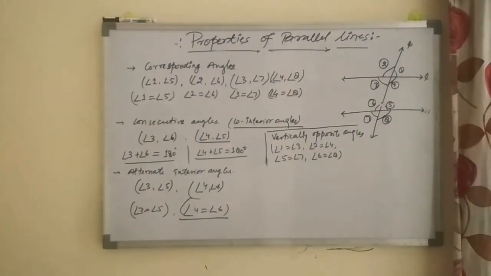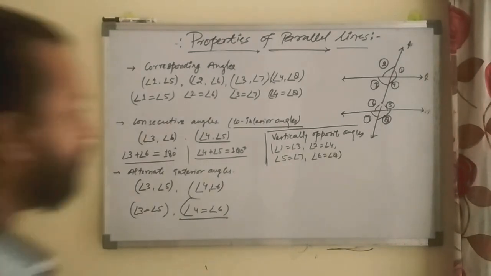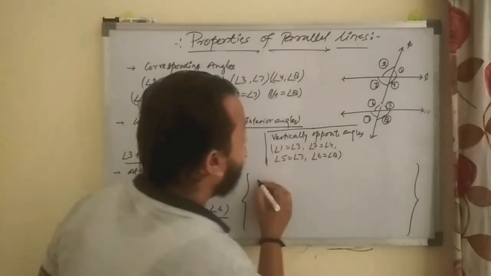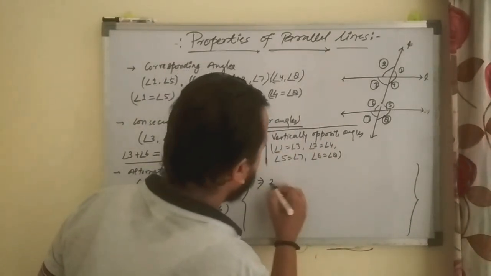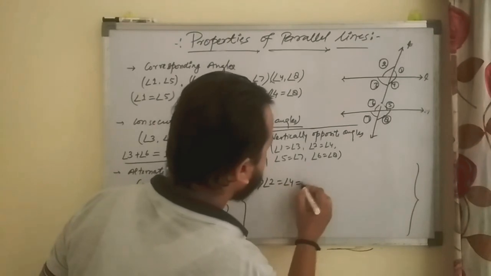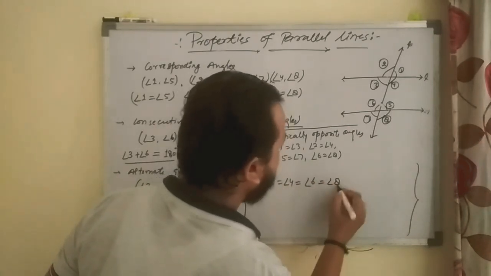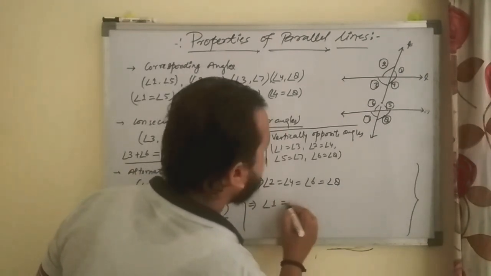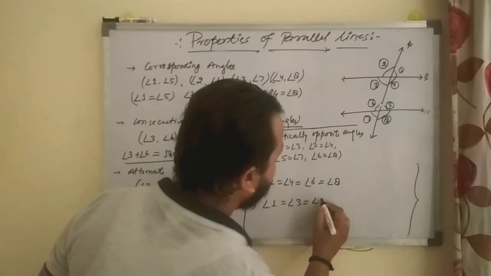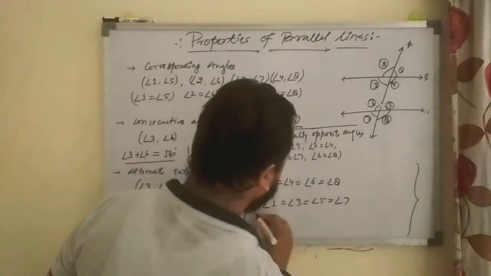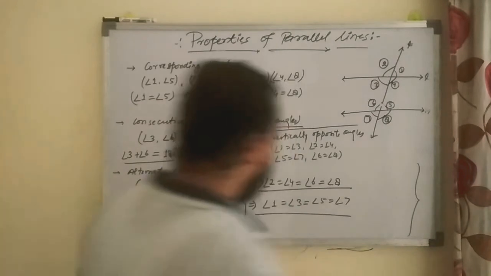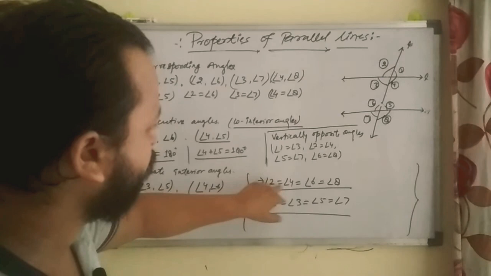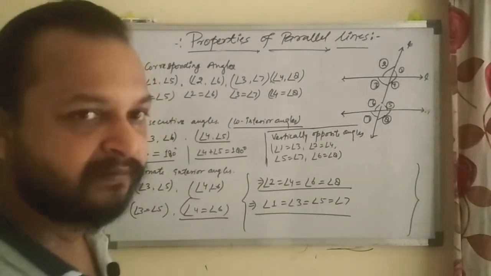Yes, you're able to see this, right? So the conclusion is that angle 2 is equal to angle 4 is equal to angle 6 is equal to angle 8. And in the same manner, angle 1 is equal to angle 3 is equal to angle 5 is equal to angle 7. So if you know any of the angles, if you know angle 2, then 2 is equal to 4 is equal to 6 is equal to 8, right?